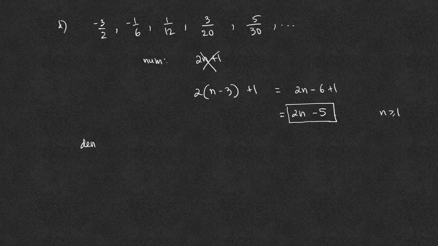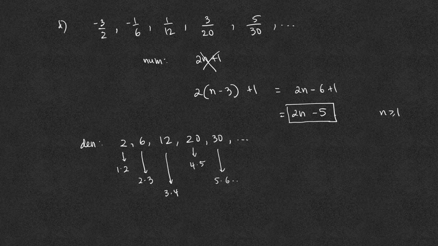In the denominator, observe that we have 2, 6, 12, 20, 30, and so on. And by observation, we see that 2 is actually 1 times 2, 6 is 2 times 3, 12 is 3 times 4, 20 is 4 times 5, 30 is 5 times 6, and so on. So in the denominator, the formula that works for these is n times n plus 1, the product of two consecutive integers, assuming that we start with n equals 1 as well.